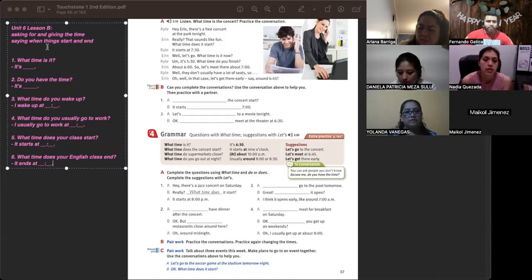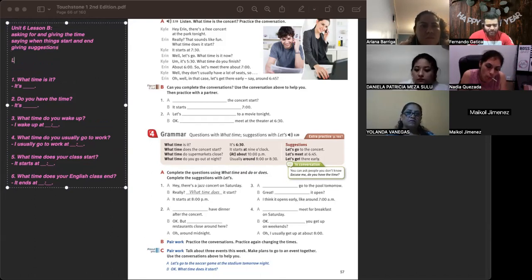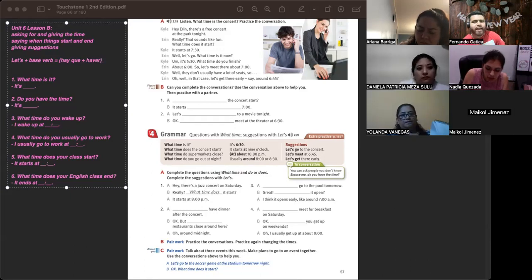I forgot one thing. Se me olvidó una cosa. En esta lección también aprendimos a dar sugerencias. Giving suggestions. Y las sugerencias se dan con let's, ¿no? Let's. Y un verbo en su forma base. Y es lo equivalente a decir hay que hacer esto. Hay que cenar. Let's have dinner. Hay que estudiar.